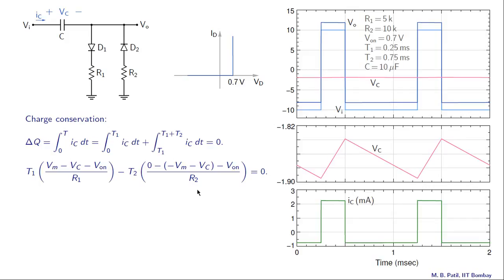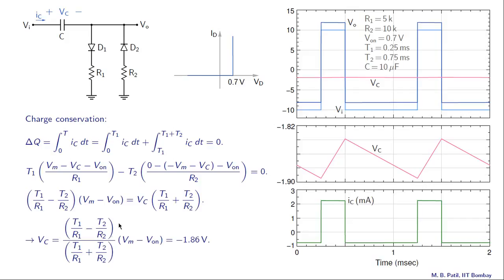Now it's a simple matter of solving this equation for Vc. Let's take Vc on one side, and we get (T1/R1 plus T2/R2) times Vc here, and everything else on the other side, and that gives us the value of Vc. And for this example, with the numbers given here, Vc turns out to be minus 1.86 volts, and of course it agrees well with our simulation results.